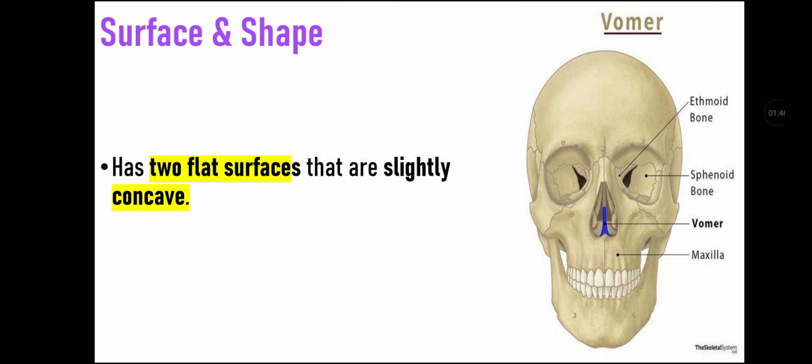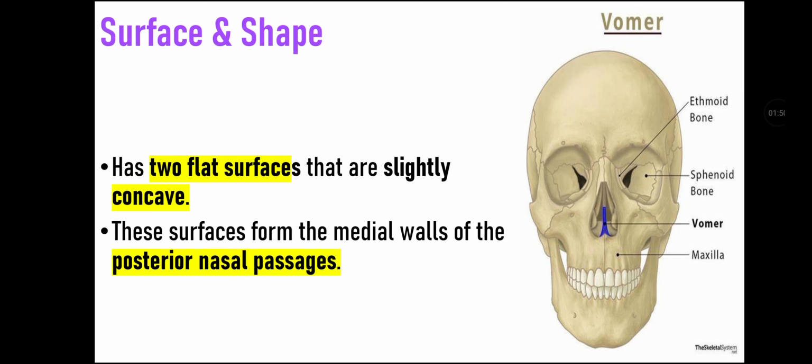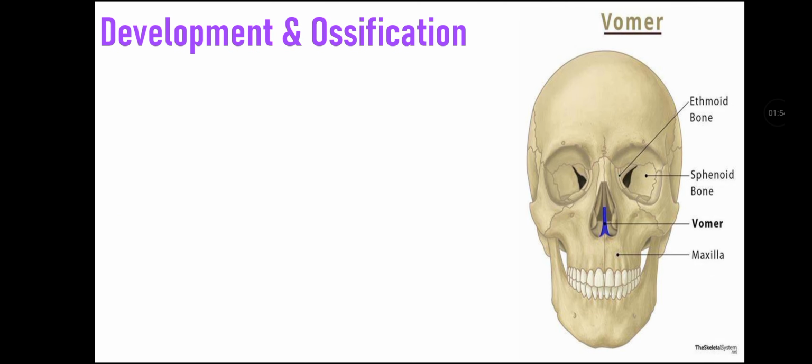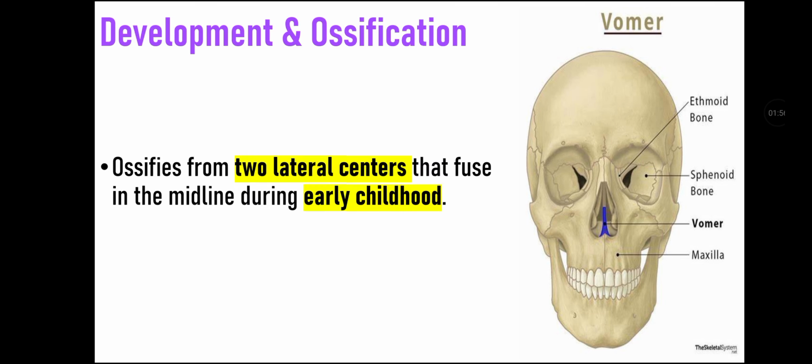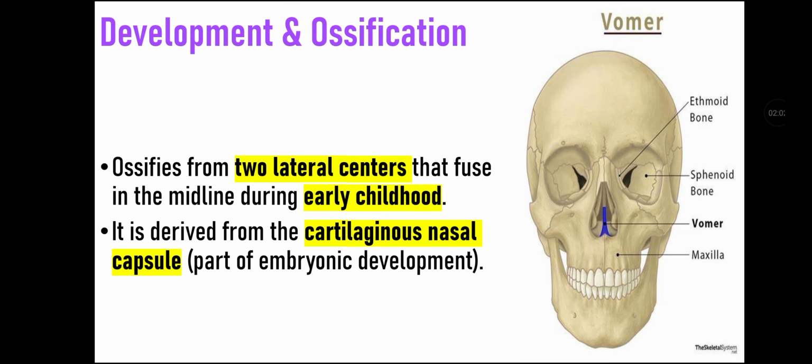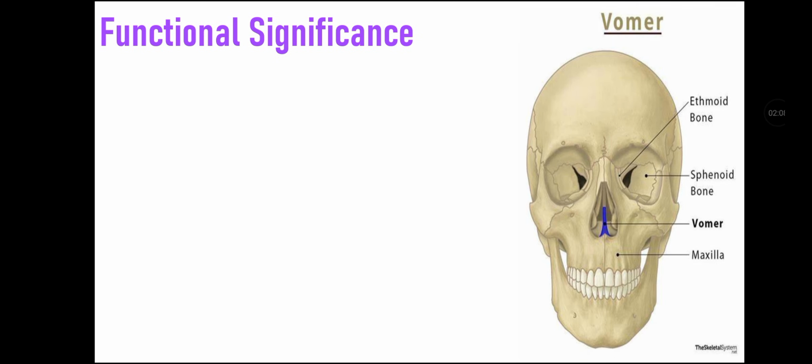Talking about surface and shape, it has two flat surfaces that are slightly concave. These surfaces form the medial wall of the posterior nasal passage. Development and ossification: it ossifies from two lateral centers that fuse in the midline during early childhood. It is derived from the cartilaginous nasal capsule, that is part of embryonic development.